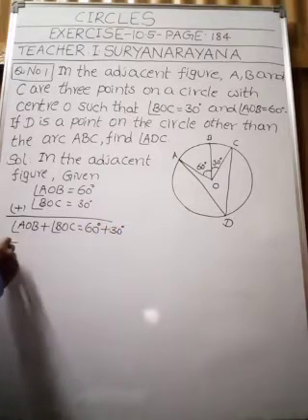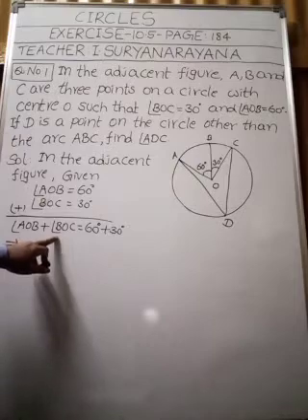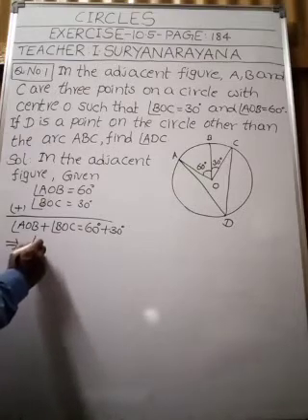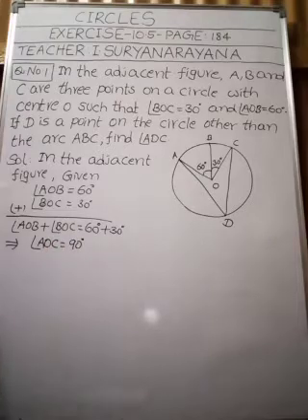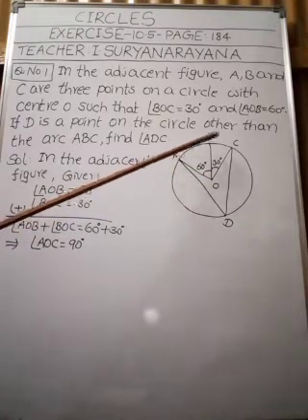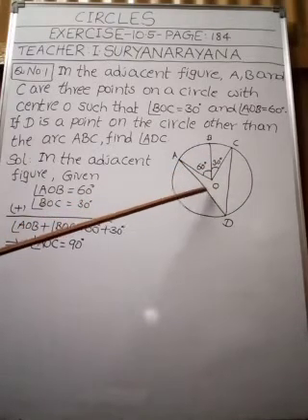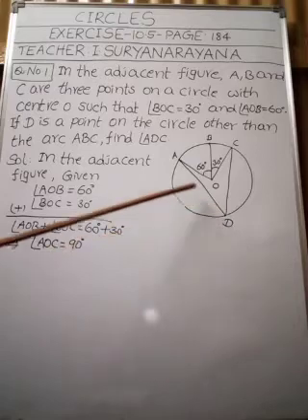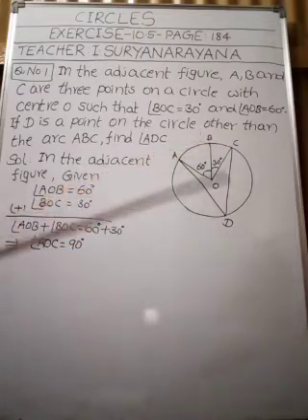Okay, my children. Now observe this figure. What is angle AOB plus angle BOC? Angle AOC. Yes or no, my children? Angle AOC is equal to 90 degrees. Understood this step, my children? Right. So this angle AOC is the angle subtended by arc AC at the center of the circle. Yes or no, my children? The point D is on the circle other than this arc. Yes or no, my children?